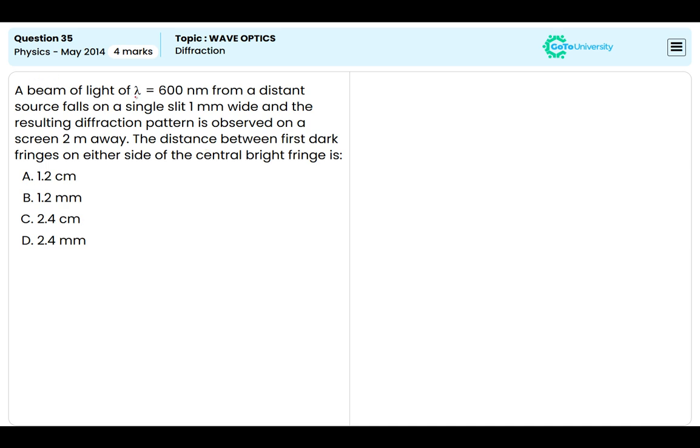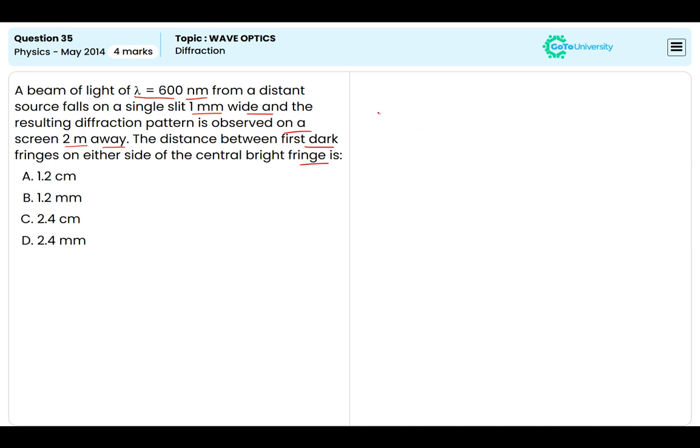A beam of light, lambda 600 nanometer, from a distant source falls on a single slit 1 mm wide, and the resulting diffraction pattern is observed on a screen 2 meters away. The distance between the first dark fringes on either side of the central bright fringe is.